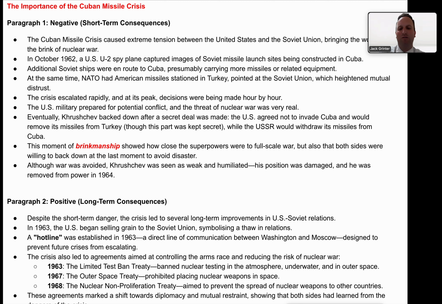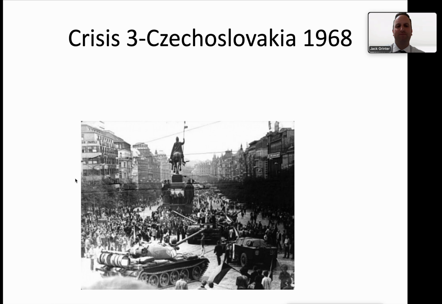Okay, and it says at the bottom there, a shift towards diplomacy and mutual restraint, showing that they'd learned from, I think this can be slightly cut off there, it showed they'd learned from the dangers of the crisis. They kind of realised, well, war could have happened here, we were on the brink. Let's make sure we make the world a safer place going forward.